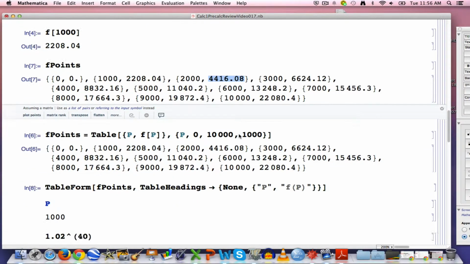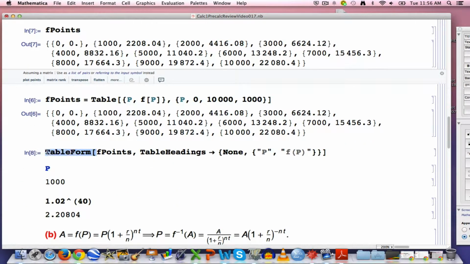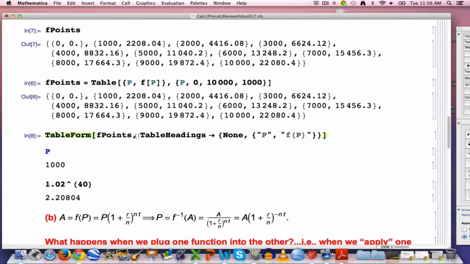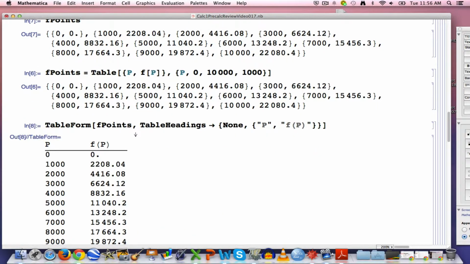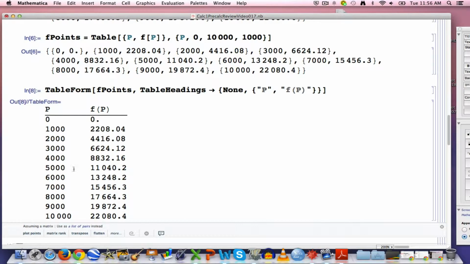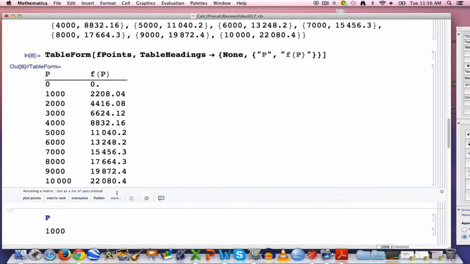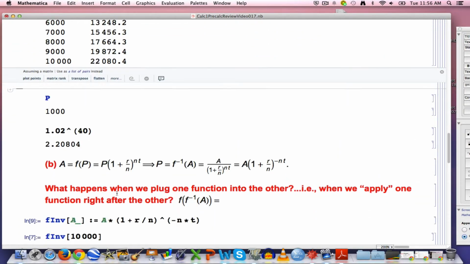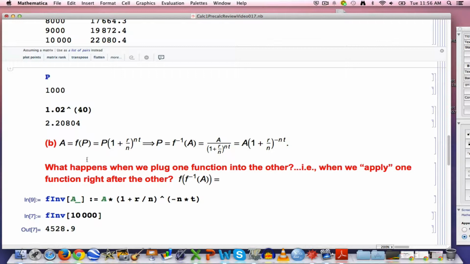I can use a formatting command called table form to show the output in a nice way as a table, like you might make by hand. Here are the values of p that I picked and the corresponding values of f of p, and these are the points that I can graph with listplot. Let's do the same kind of thing with the inverse function before we go ahead and look at the graphs.